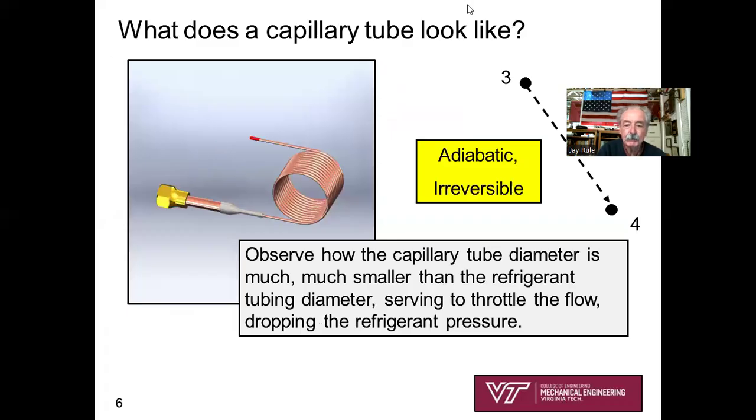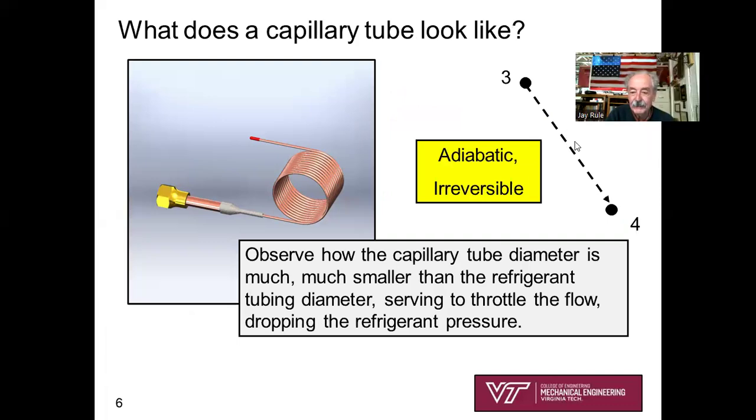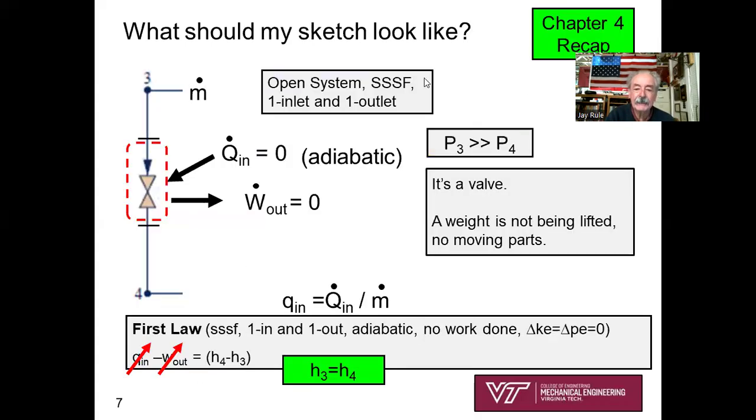What does a capillary tube look like in the real world? This is what a capillary tube looks like. And here's a reminder, if this is picked off from a TS diagram, I'm going to show a dashed line, which is a very irreversible process, a throttling process from inlet to outlet. Okay, so recognize the capillary tube diameter is much, much smaller than the refrigerant tubing diameter. That's the key takeaway.